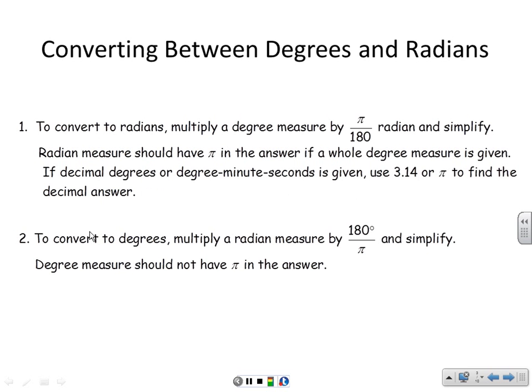Okay, so to convert to degrees, you're going to multiply the radian measure by 180 over pi and then simplify. Degree measure should not have pi in the answer. So again, if it's asking for degrees, you don't want pi in the answer. If it's asking for radians, you do want pi in the answer.